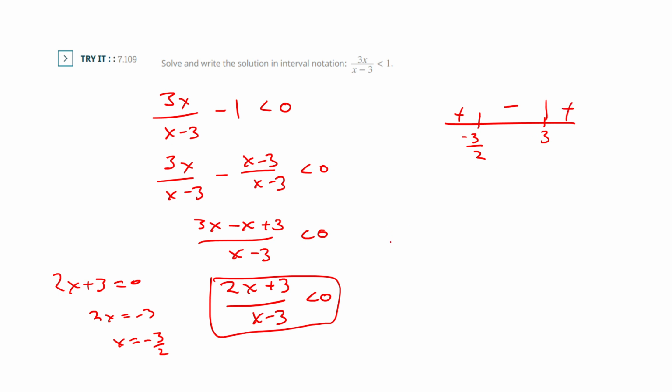So there are my regions. Okay, now our regions are done, and we wanted less than 0. There's no equal involved, so I don't care about the critical values. They're not going to be included. So it's going to be negative 3 halves to 3.